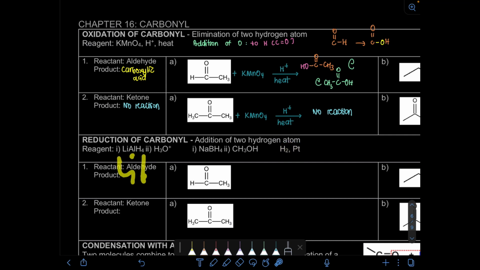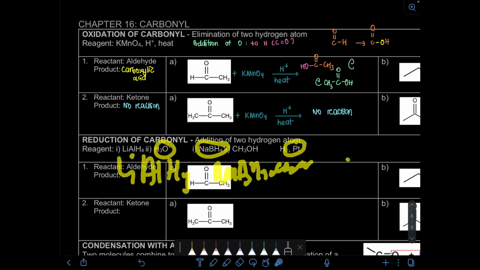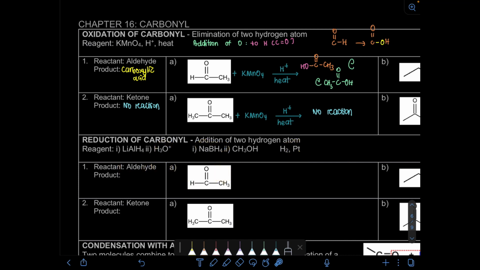Okay, so that is the real name kan. Tapi LiAlH4 ni selalu kita panggil dia Leha je. I'm just going to use Leha dengan H3O+. And NaBH4 ni adalah Miss panggil dia Nabiha. Nabiha dengan methanol. H2/Pt ni macam biasa tulis sahaja. Okay, so usually the famous one ni yang paling famous adalah si Leha ni.